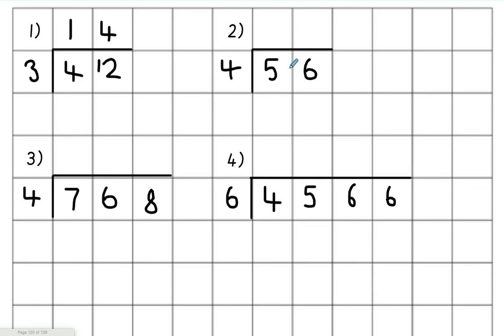So again, just as we practiced, a 2-digit divided by 1-digit, a 3-digit divided by a 1-digit, and a 4-digit divided by a 1-digit. Okay? And that is what you need to be doing for today for me.